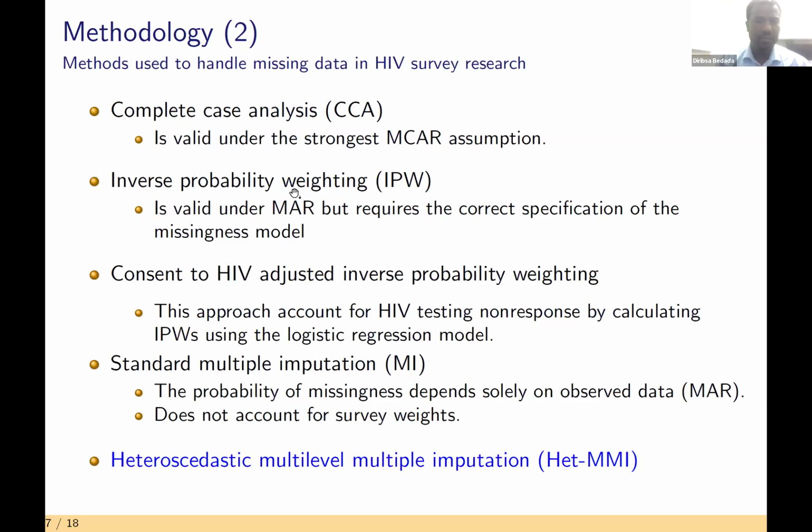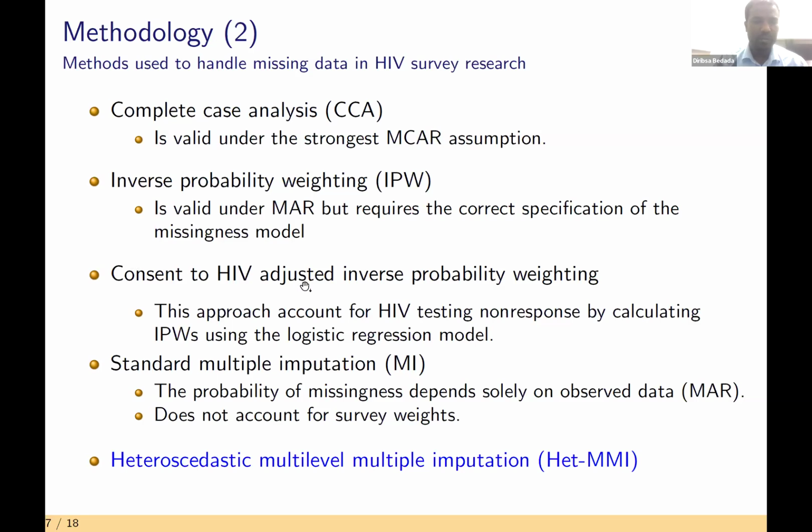The other approach is inverse probability weighting, where we model the missingness first, then we predict the probability, then we take the inverse of that probability to take into account the missing information for the final inference, which is valid under missing at random. But this approach requires the correct specification of the missingness model. So with an incorrectly specified missingness model, we end up with invalid inference using this approach.